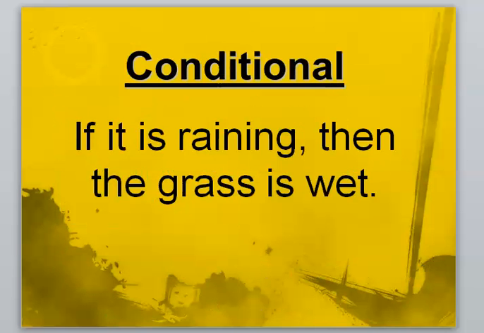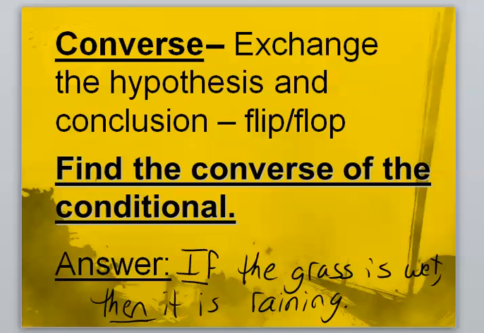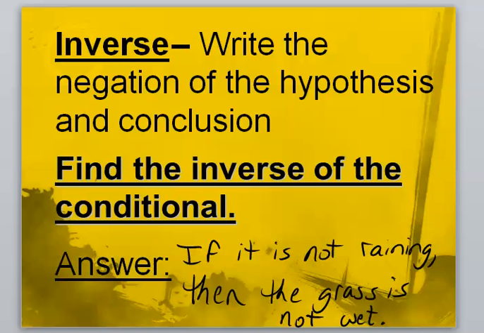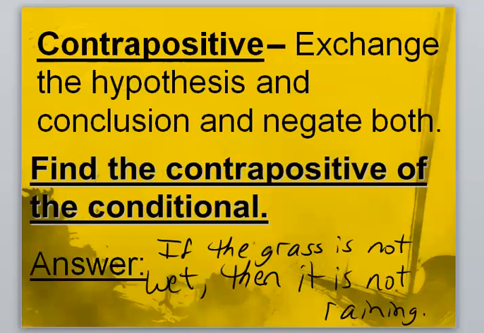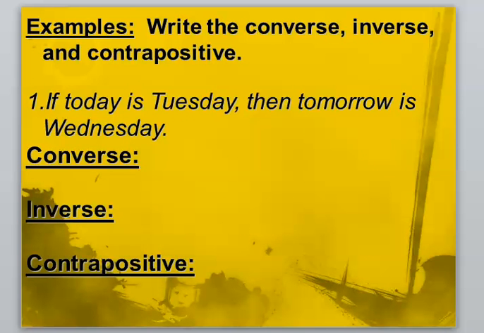So our conditional statement was if it is raining, then the grass is wet. The converse switches the hypothesis and the conclusion. If the grass is wet, then it is raining. The inverse keeps the order but negates. If it is not raining, then the grass is not wet. Our contrapositive does both. If the grass is not wet, then it is not raining. These sentences are essential for doing some of the things we're going to discuss with our theorems that we'll be using. Okay, let's try a couple more.